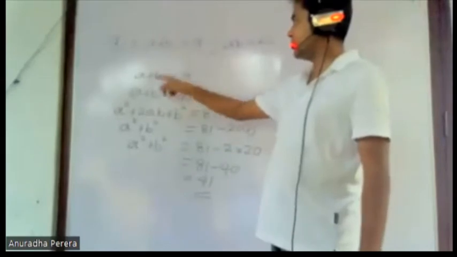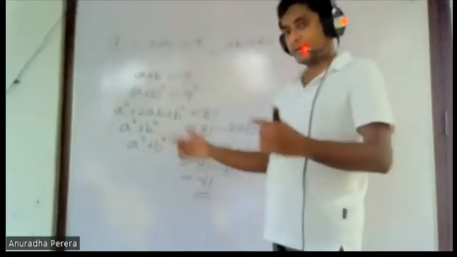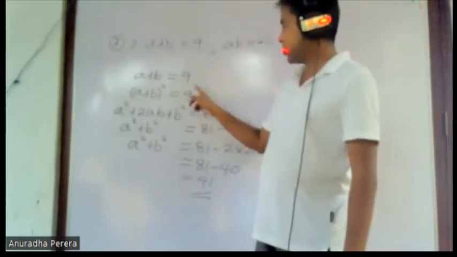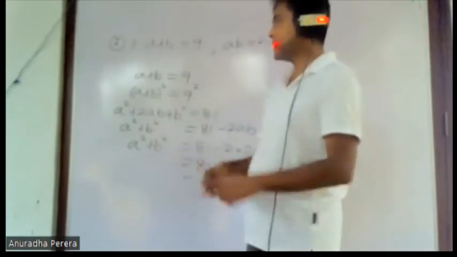A plus b equals 9. Then take the square of both sides. A plus b whole value to the power 2, 9 squared. Then you can expand this.